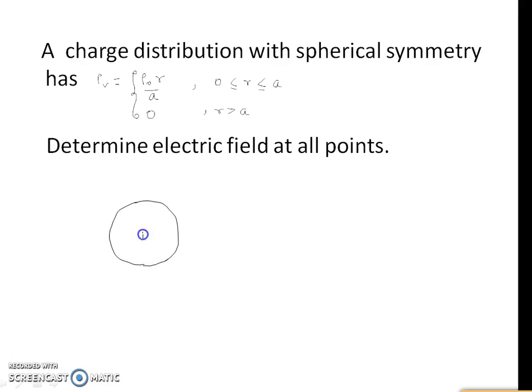and the radius of the spherical surface is a. So if we plot the charge density as a function of r, so here it varies linearly.